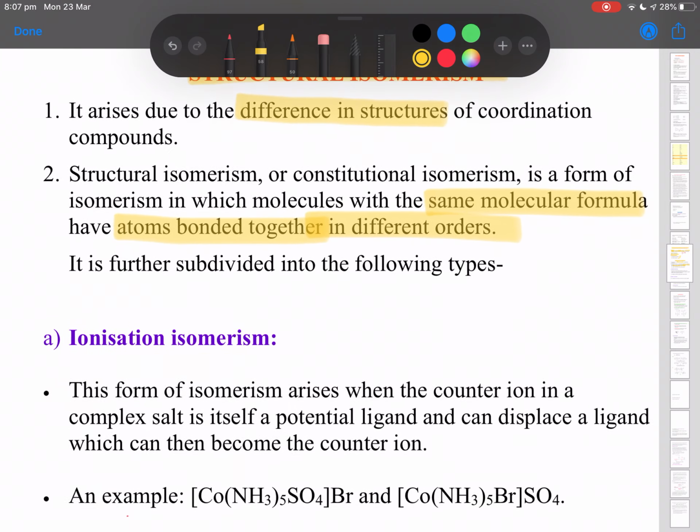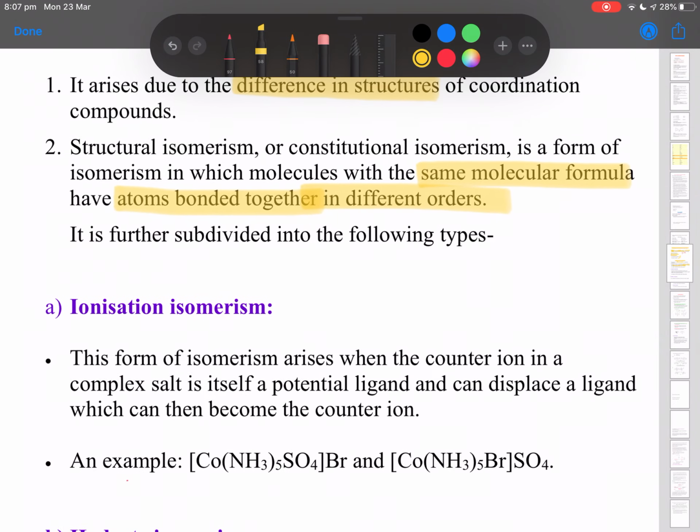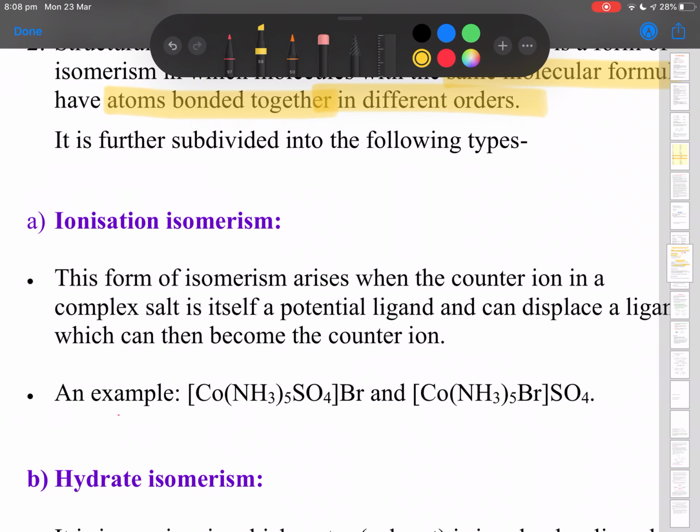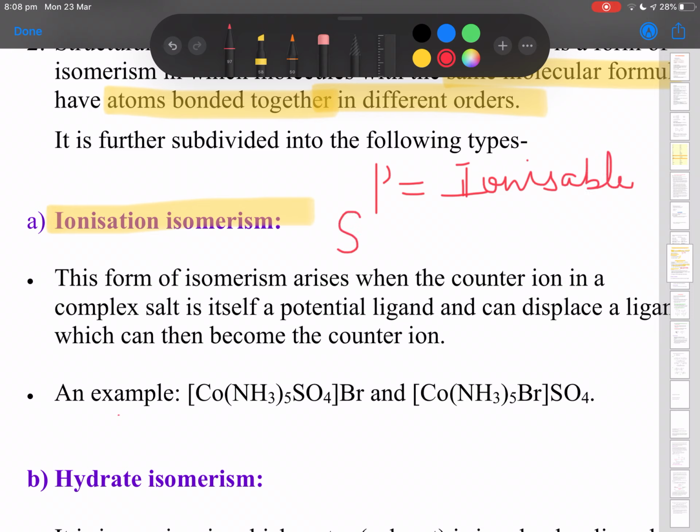Fine. Now let us understand different types of structural isomerism. The first one to highlight is ionization isomerism. The word itself suggests something related to primary and secondary valency, because in Werner's theory we understood that primary valency is ionizable, whereas the secondary valency is non-ionizable. Since there is a concept of ionization here, we can easily understand there is some exchange between the primary and the secondary valency.